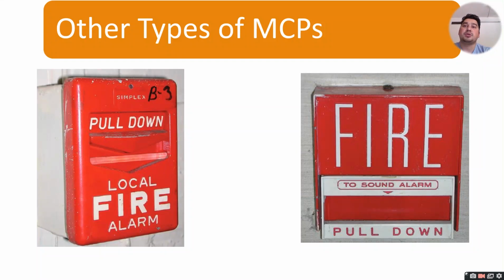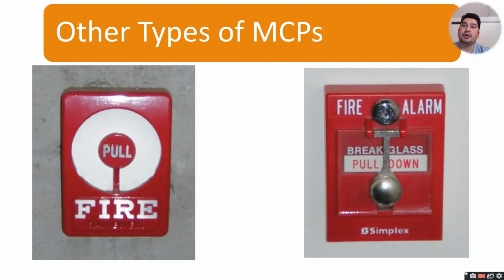Now we have the other types of MCP. So this is the pull down type. Then we have the two sound alarm pull down. If we have to ring the alarm, we have to pull it down. Then we have the other type, the break glass. We have to break the glass if we have to use it.